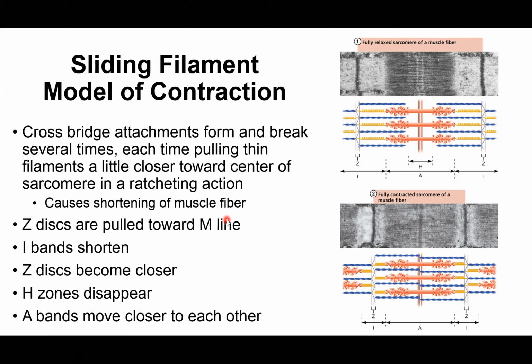I just want to point out the next thing that I'm going to draw up here for you. Here is a relaxed muscle cell there on the top, and here we can see a contracted muscle cell. As you can see overall, this process is going to cause shortening of the muscle cell to a contracted state.